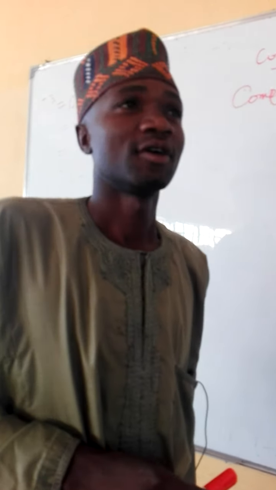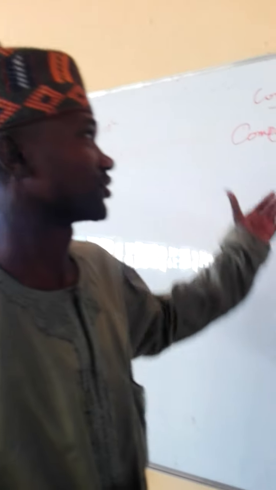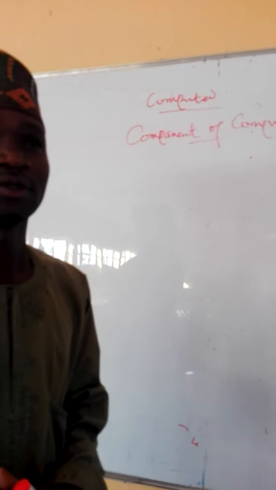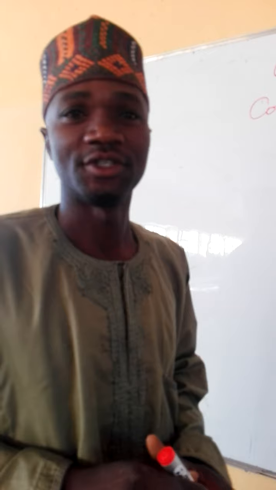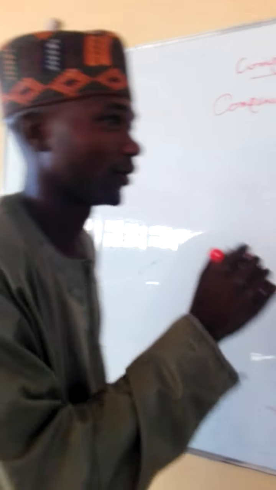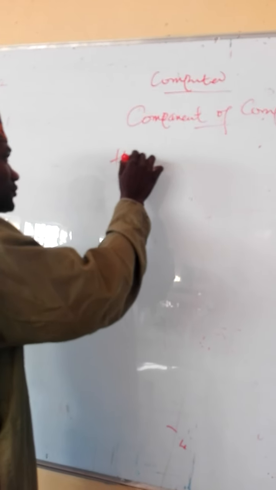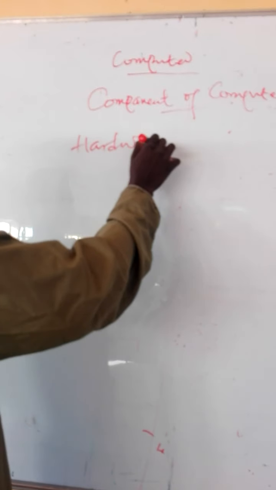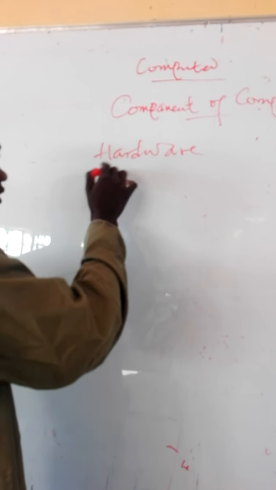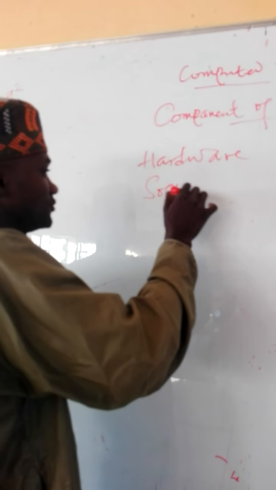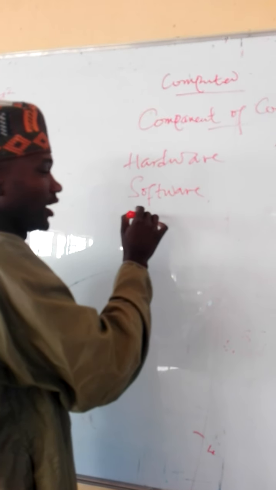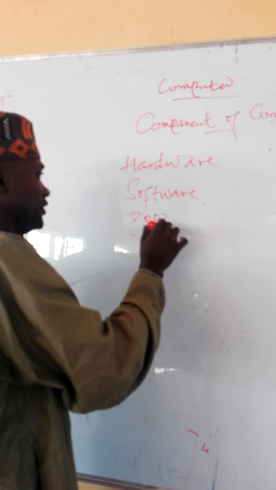As yesterday we introduced computer to my fellow students, today we are going to proceed from where we stopped. We are going to proceed on components of computer. Basically, we have three components of computer. Number one, we have what we call hardware. We have what we call software. And we have what we call peopleware.